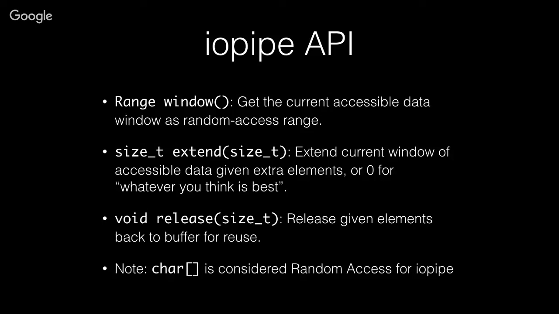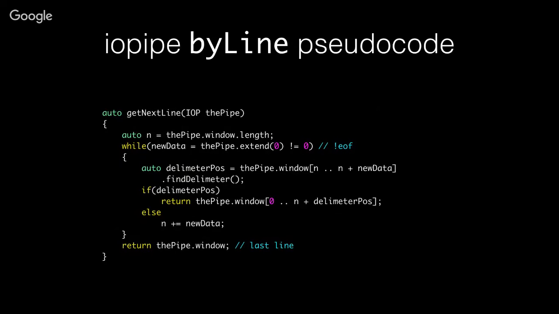So this is kind of like the pseudocode for byline in iopipe. We check and see how many elements we've checked already. Try and get some more. If we get 0 more bytes, then we're done. That's the end of the stream, and we'll return that. Otherwise, we look in the new data for the delimiter we're looking for. If we find it, then we return that line, and if we don't, then we keep going. We just keep going and extending our buffer until we find a line.